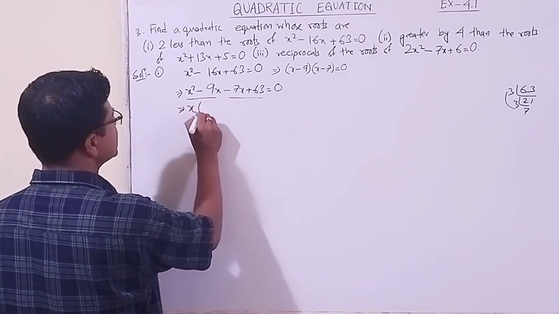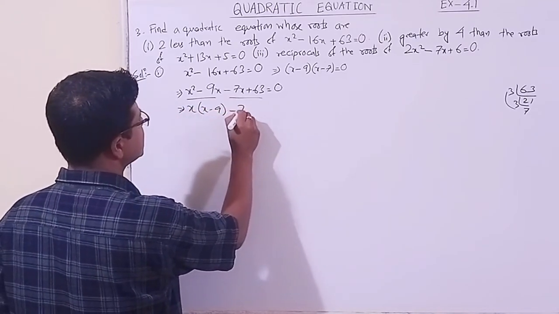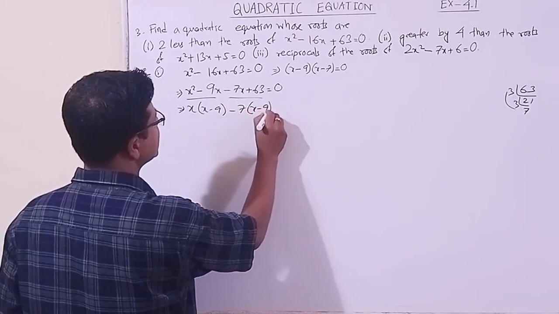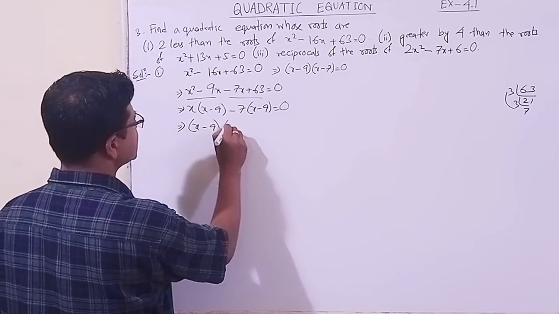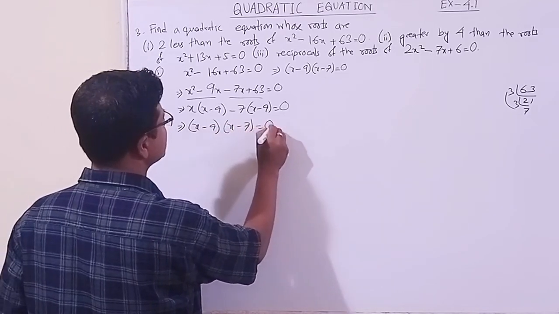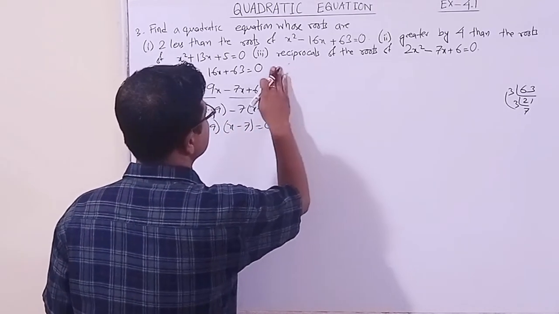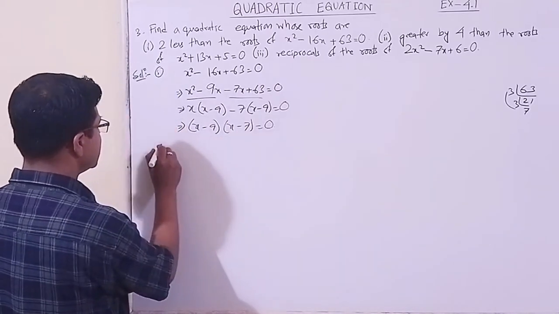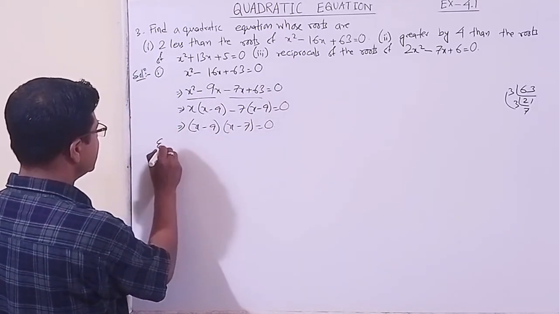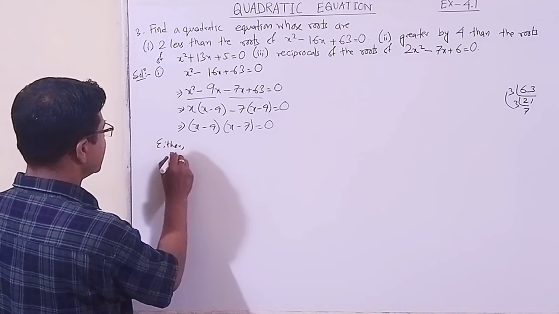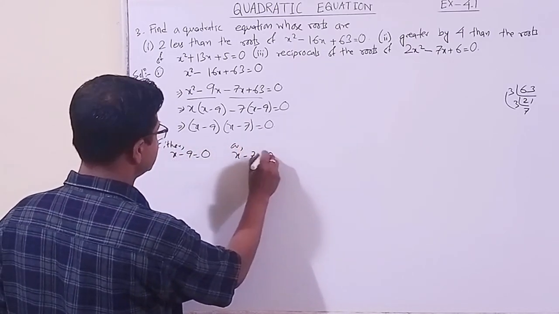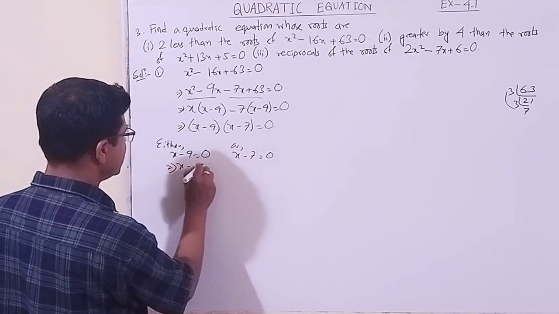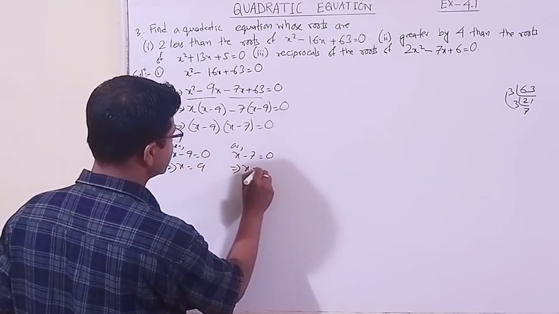In the first pair, what is common? X minus 9. Here x minus 7 is common. Here x minus 9, x minus 7 is equal to 0. Okay, let us wrap this. This is not required at all. So the two roots are, either x minus 9 equal to 0 or x minus 7 equal to 0. So this is x equal to 9 and this gives us x equal to 7.